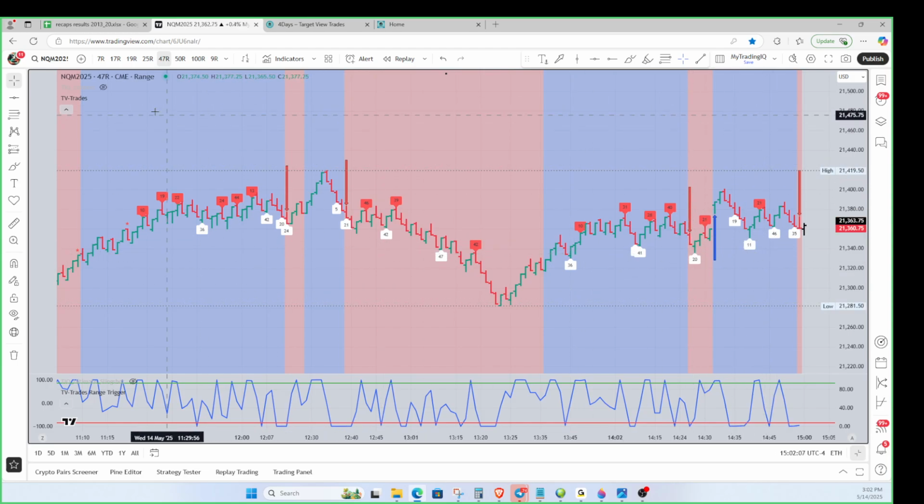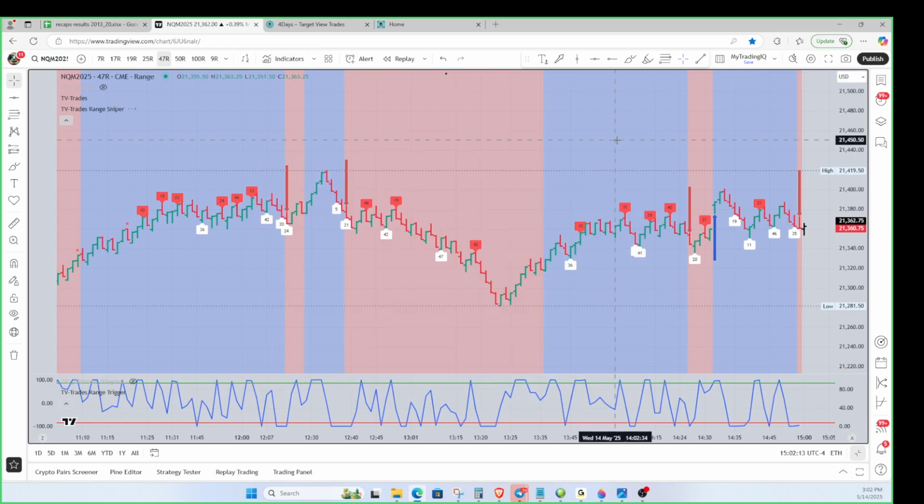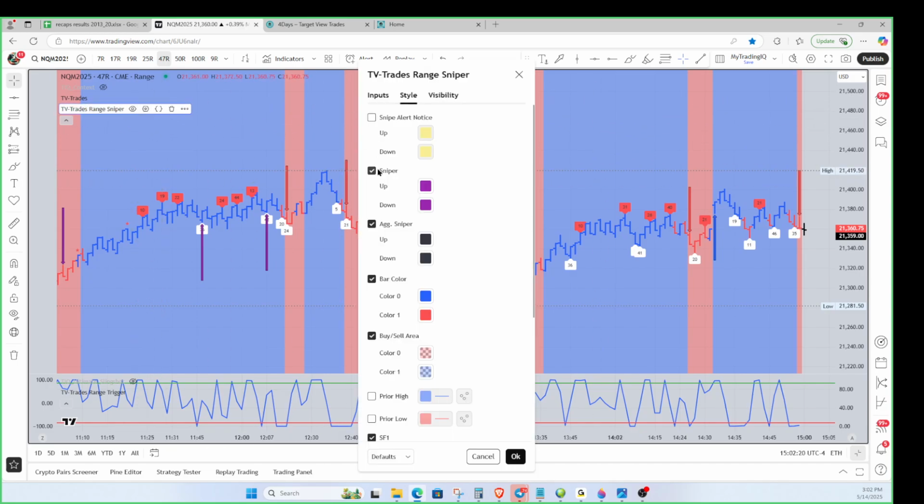There is actually something in the sniper. If I put the sniper on here, that does all that for you when it loads up. Okay, now you can shut off all the other things on the sniper, so you're not confused by the bar colors and all that. The buy sell area is the same. That's why it gets so dark.